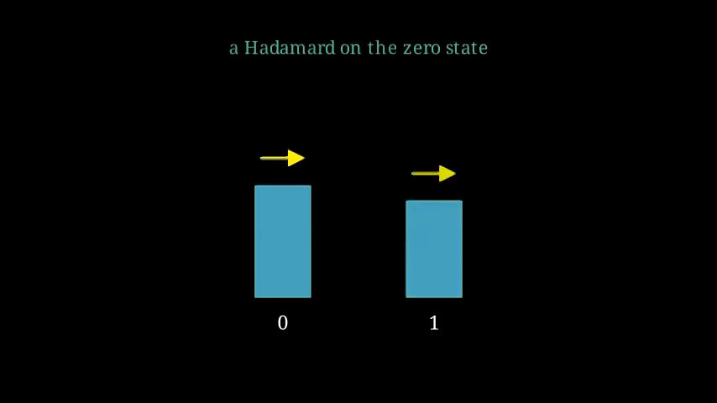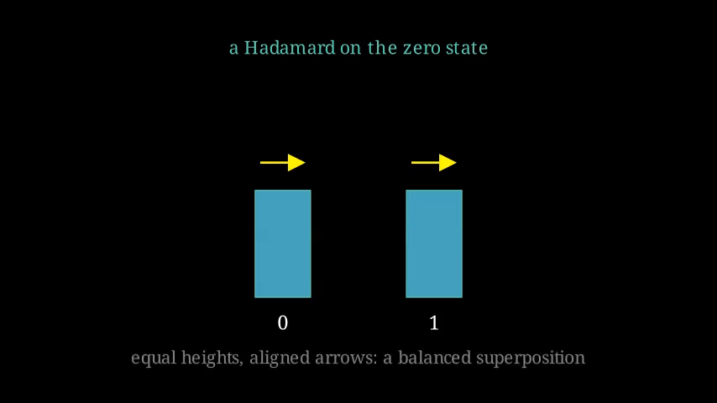1 tall bar on the left, nothing on the right. Watch the tall bar split. The Hadamard pours half of it into the other slot, 2 equal bars now, each with half the probability, and it leaves both arrows pointing the same way. Equal heights, aligned arrows. That is a plane, balanced superposition, and it is our starting line for everything that follows.